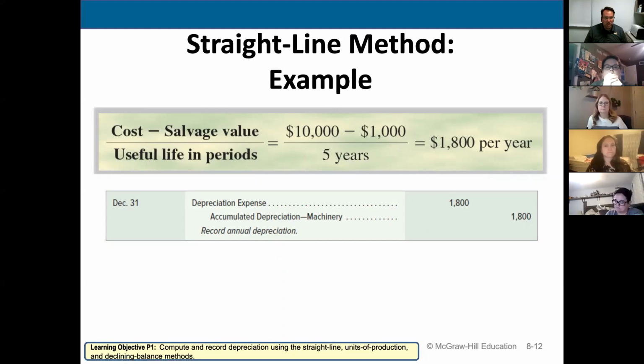So depreciation entries always look like this. They're done at the end of the period. They debit depreciation expense, and then they credit an account called accumulated depreciation. And there's usually a separate accumulated depreciation account for each asset that your business owns. So depreciation expense and accumulated depreciation.